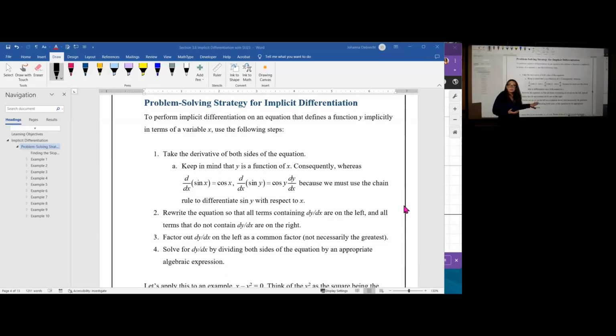That's our whole goal, to solve for the derivative of y with respect to x. So our third step is to factor out the dy/dx from the left side of the equation as a common factor. It may not be the greatest common factor, but I don't want the greatest common factor. I only want dy/dx. So I only bother to factor out dy/dx.